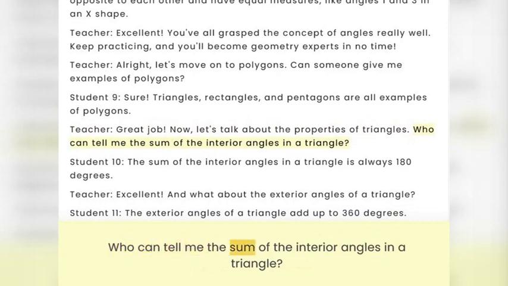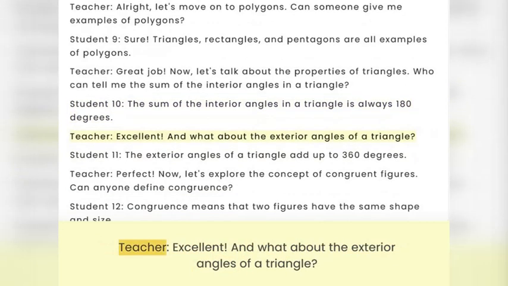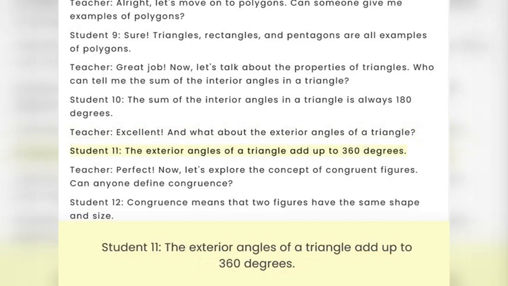Who can tell me the sum of the interior angles in a triangle? Student 10: The sum of the interior angles in a triangle is always 180 degrees. Teacher: Excellent. And what about the exterior angles of a triangle? Student 11: The exterior angles of a triangle add up to 360 degrees.